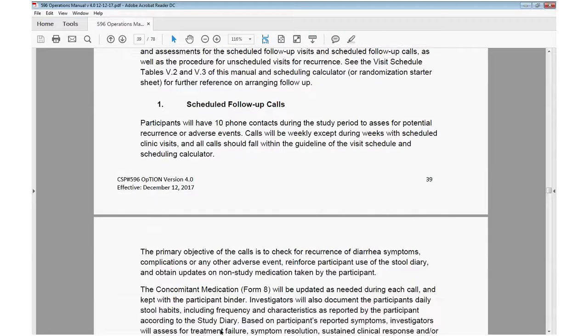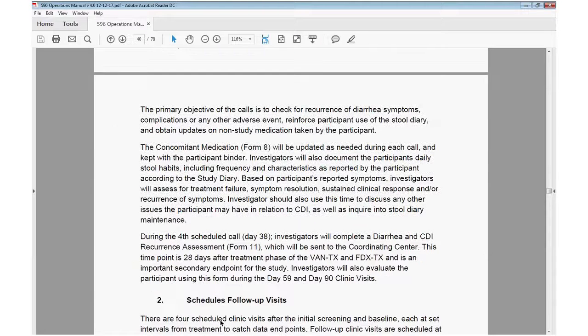Scheduled follow-up calls. Participants will have 10 phone call contacts during the study period to assess for potential recurrence and adverse events. Calls will be weekly, except during weeks with scheduled clinic visits, and all calls should fall within the guidelines of the visit schedule and scheduling calculator. The primary objective of the call is to check for recurrences of diarrhea symptoms, complications or other adverse events, reinforce participant use of the stool diary, and obtain updates on non-study medication taken by the participant.